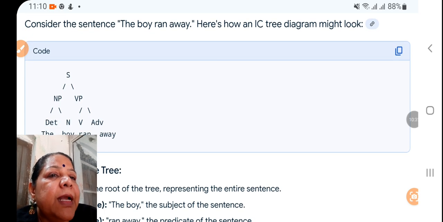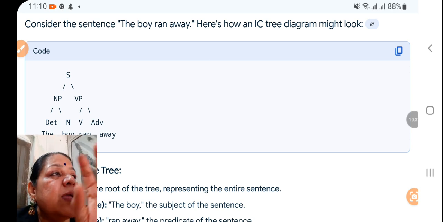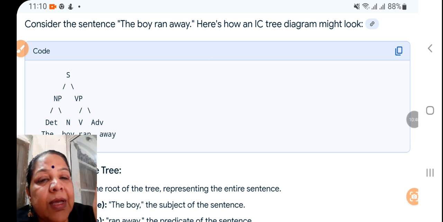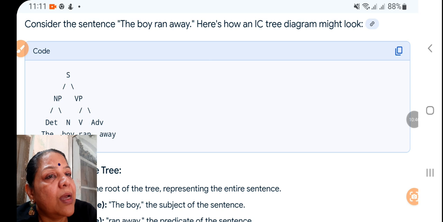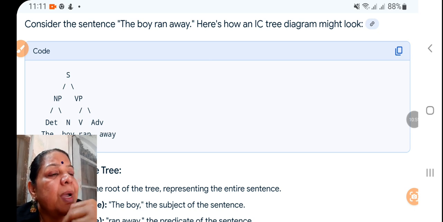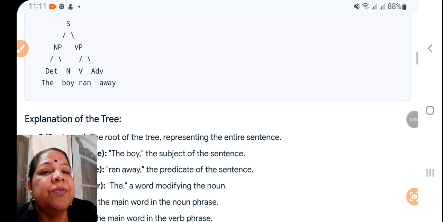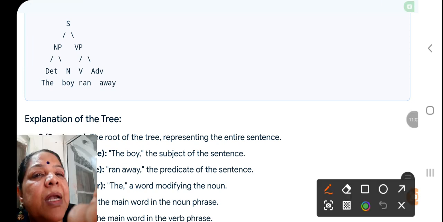Now, for an example, consider the sentence: the boy ran away. Very common, and it's my suggestion to you, please remember this example for giving an example during the exam. The boy ran away. And how is it analyzed, let us see together. Here is how an IC tree diagram might look. This is the IC tree diagram without labeling.